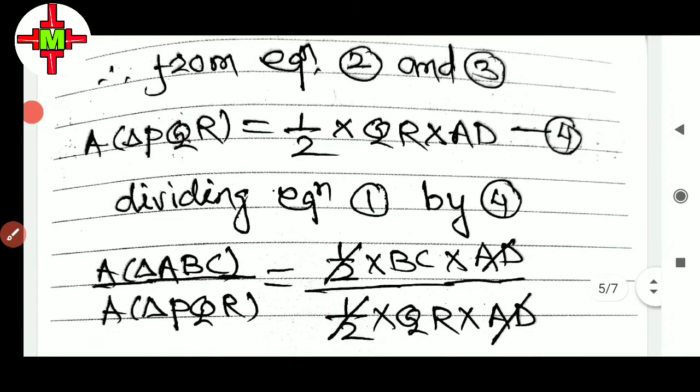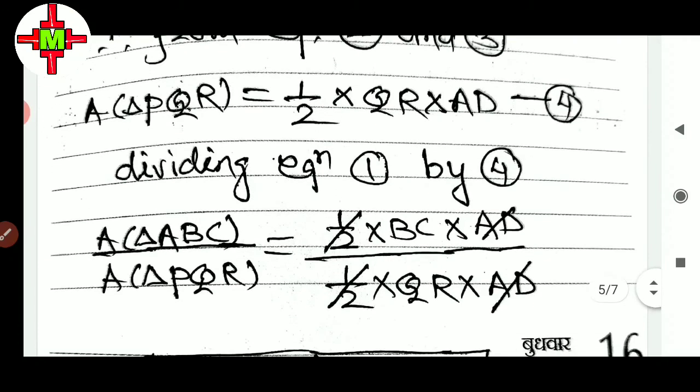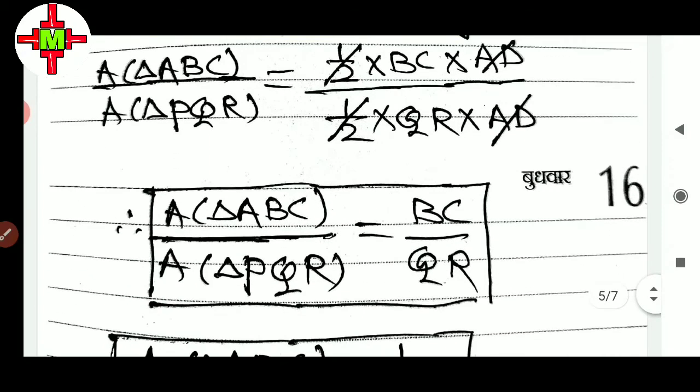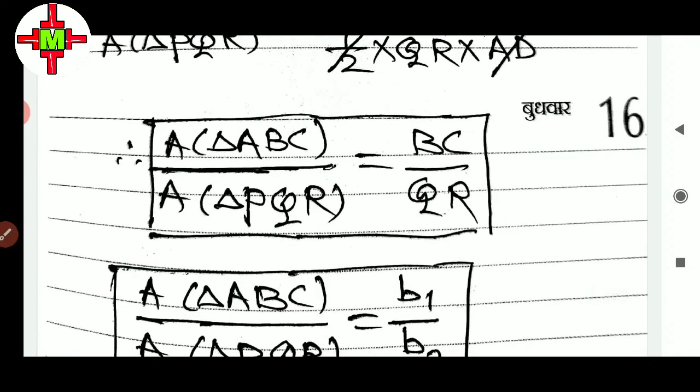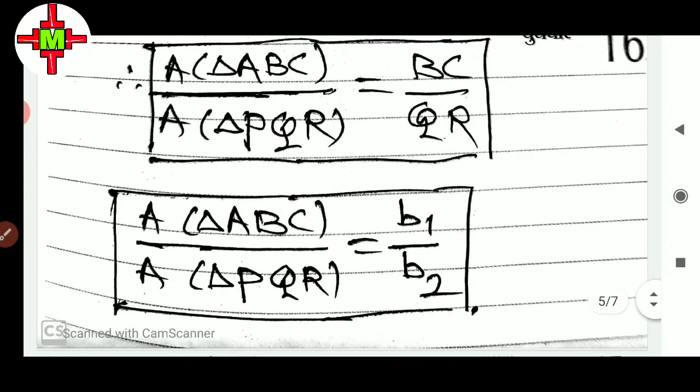Therefore dividing equation 1 by 2, we have area of triangle ABC divided by area of triangle PQR is equal to 1 by 2 into BC into AD divided by 1 by 2 into QR into AD. Now there are common 1 by 2 and AD. We cancel it, hence we have area of triangle ABC divided by area of triangle PQR is equal to BC divided by QR. Hence we proved it.